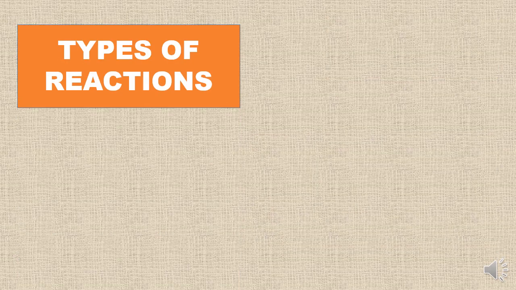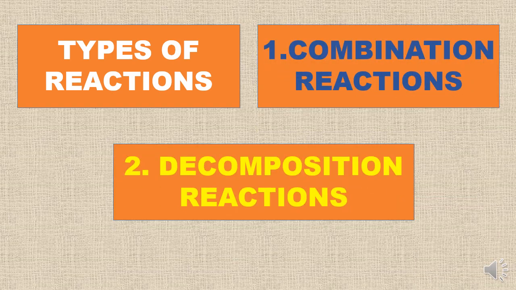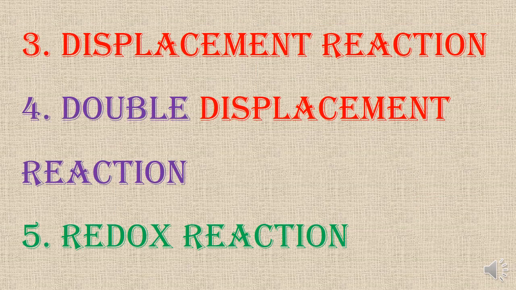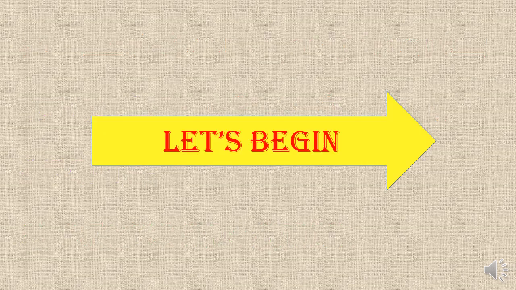In our previous video, we have learned the first two types of chemical reactions. In this video, we are going to cover the other three types of chemical reactions, that is displacement, double displacement and redox reactions. So let's begin. Starting with the displacement reaction.